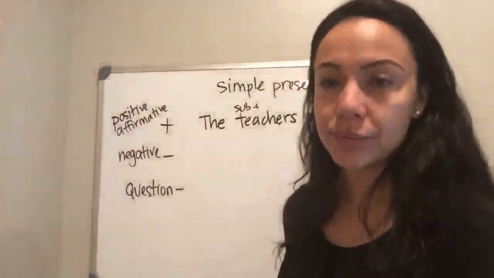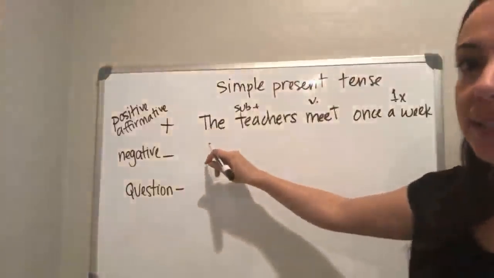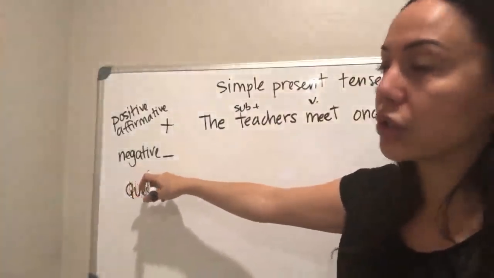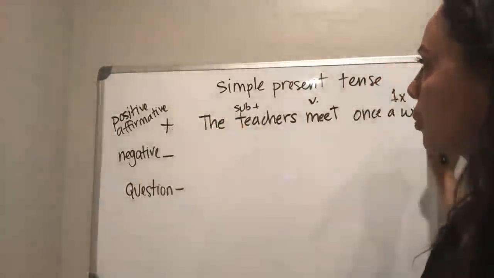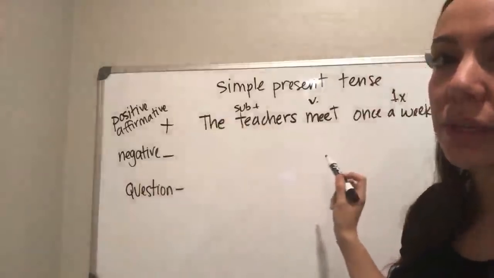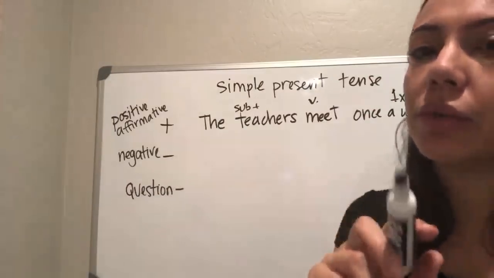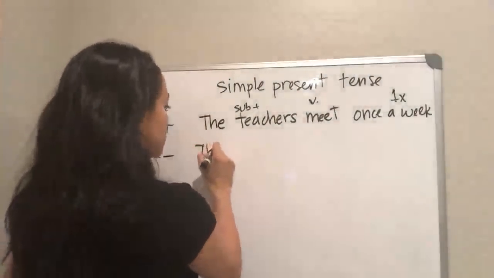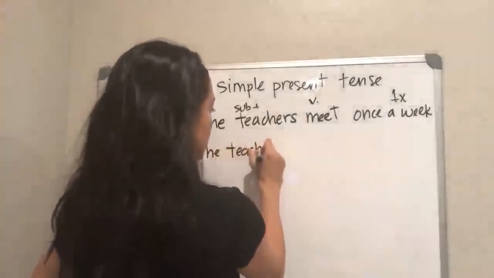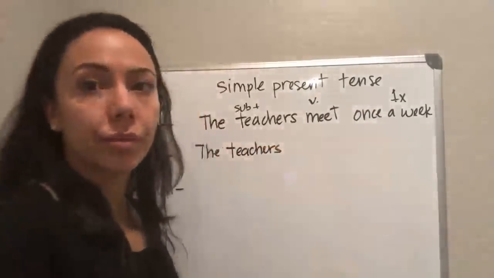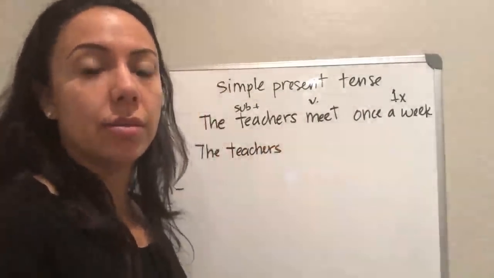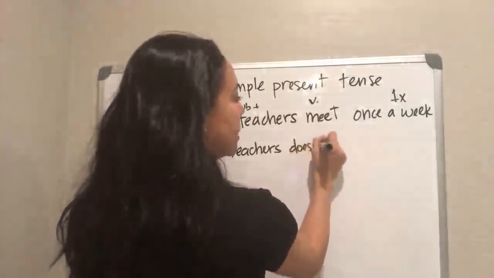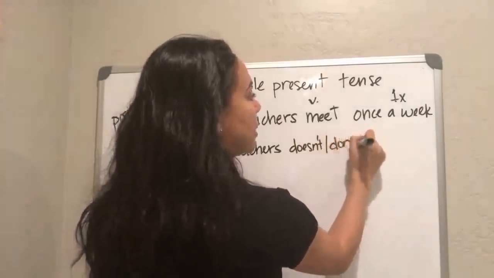Negative. So we're going to take this sentence, the teachers meet once a week, and we're going to make it negative, or not true. So here we have a true statement: the teachers meet. Good. So you wrote doesn't meet. Okay, so you wrote the teachers doesn't meet, don't meet. I'm seeing both. You guys are writing doesn't and you're writing don't.